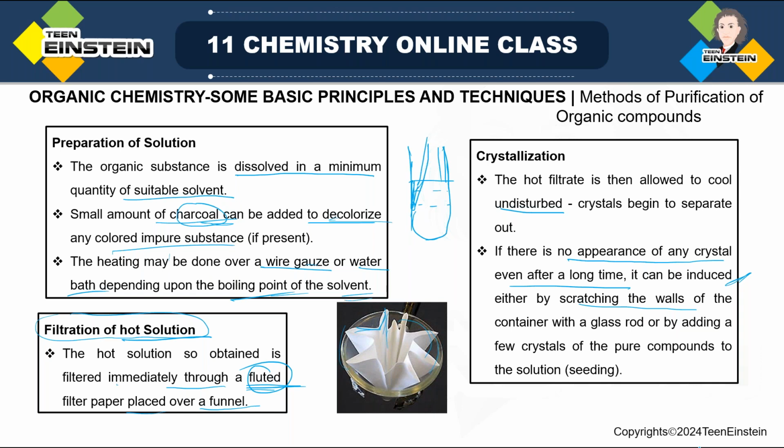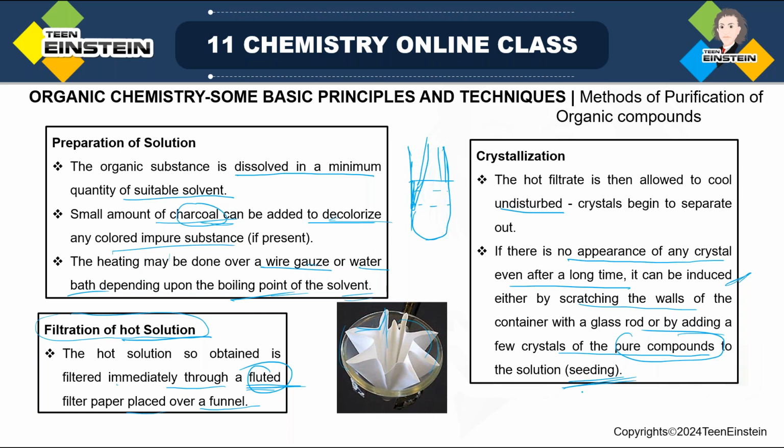So here I have drawn a test tube. You can scratch the walls of the container, or you can add a few crystals of the pure compound. Suppose you already have some sample of the pure compound which you are purifying, for example benzoic acid. Then you can add a few crystals of this pure compound to the solution, and that will help in the crystallization process. This is known as seeding.